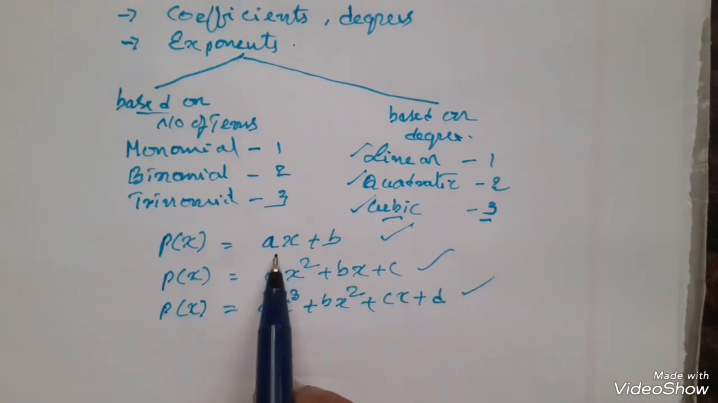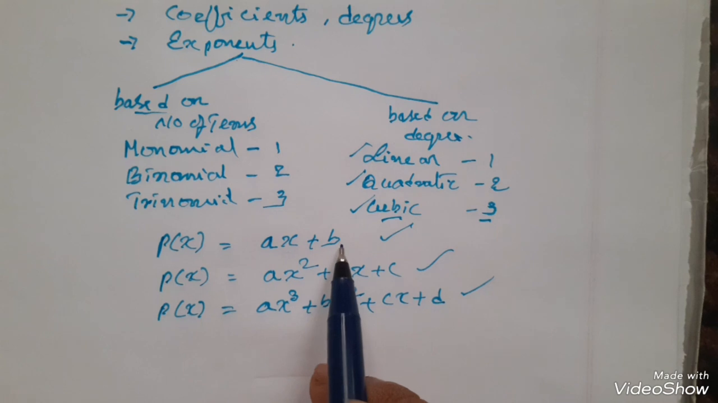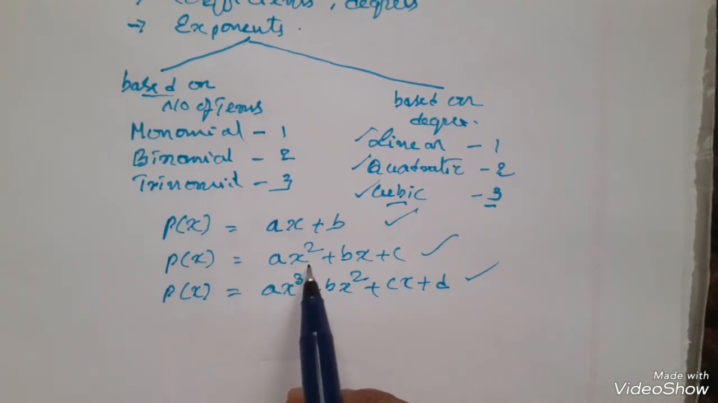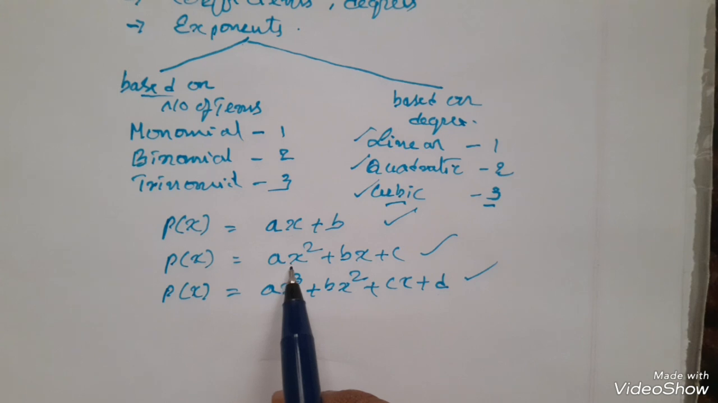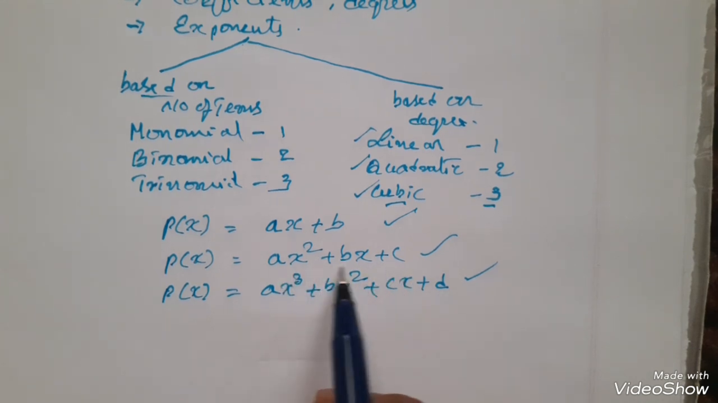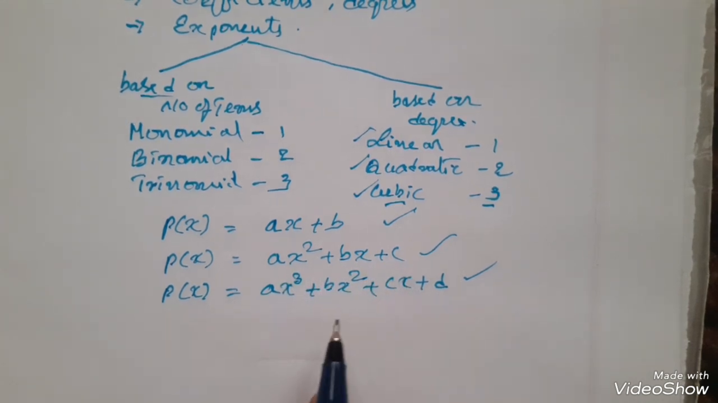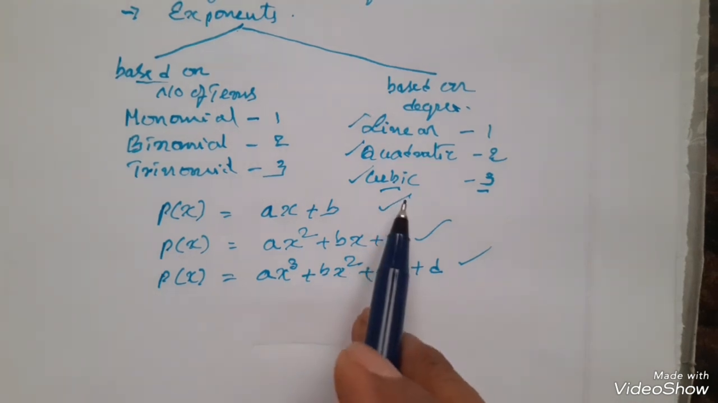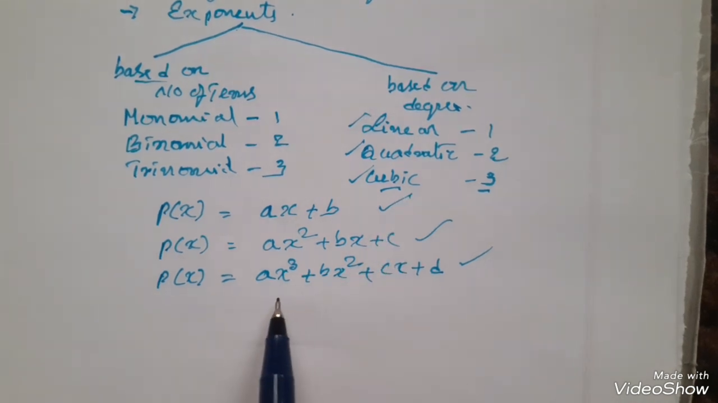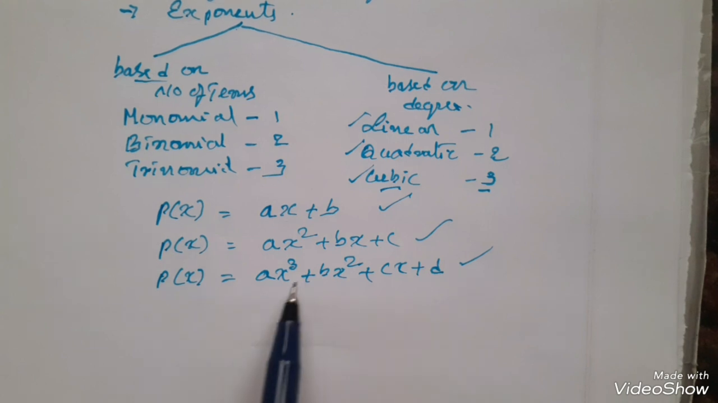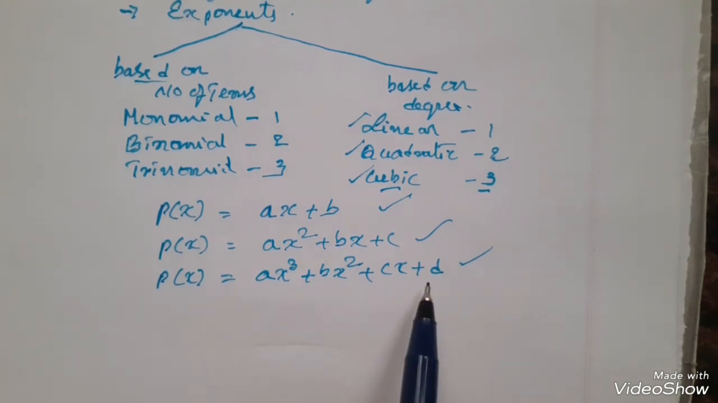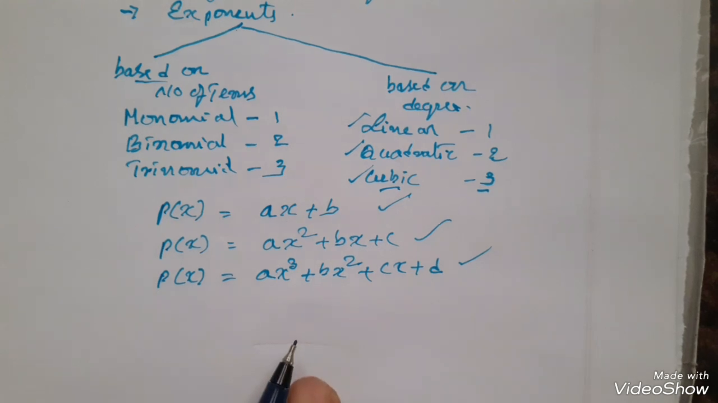This is the linear polynomial. Its degree is 1. If the degree is 2, the general form of that is called quadratic polynomial, ax squared plus bx plus c. If the degree is 3, it is called cubic polynomial. The general form of the cubic polynomial is ax cubed plus bx squared plus cx plus d.